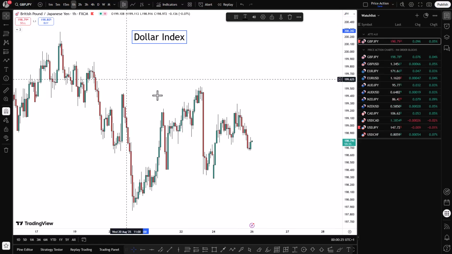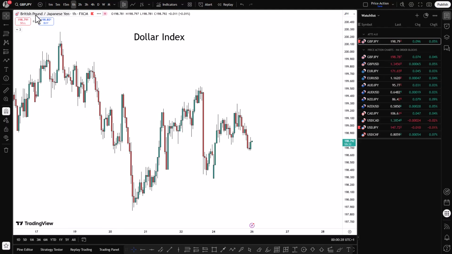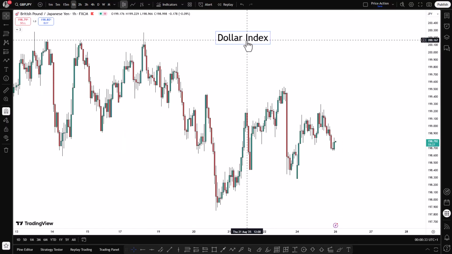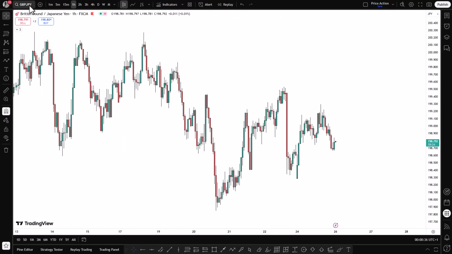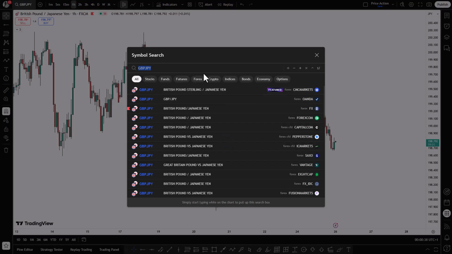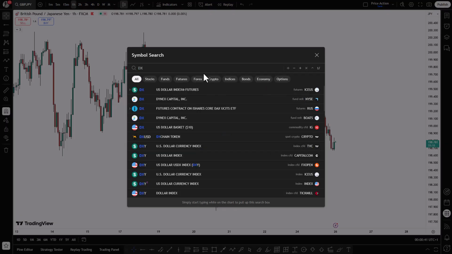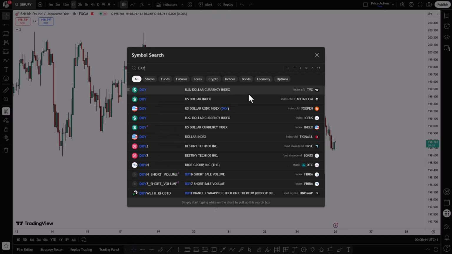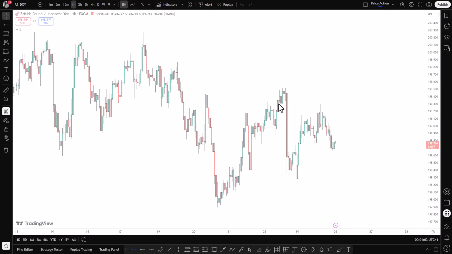Okay, so as you can see, obviously now we have the British pound against the Japanese yen as the chart which you are seeing, but this is not what we want to actually study. Okay, so to open the chart of the dollar index, what you need to do, if you're using TradingView, and obviously you can get a free account of TradingView, you don't need to subscribe, and you'd still get access to this data, is to type in the symbol search. I typed DXY, which is the dollar index. You can see the United States dollar currency index. So you can click on it and it's going to open the charts for you.